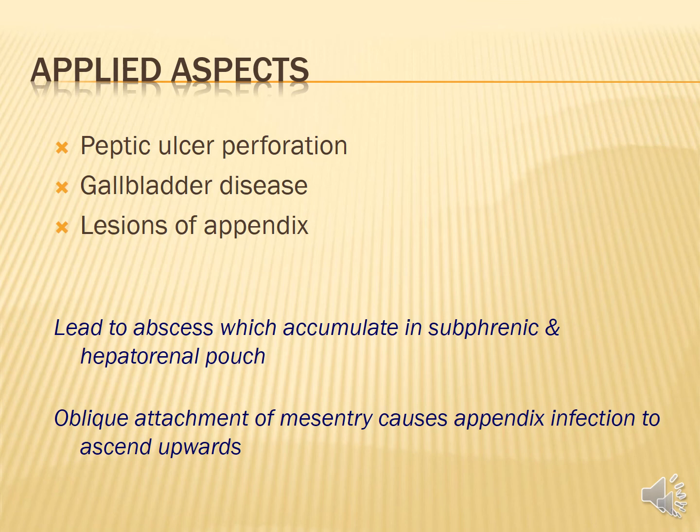And as we have seen, the hepatorenal pouch is the most common site where the fluid accumulates in the infection of gallbladder disease, or in the case of appendix, because the hepatorenal pouch is the most dependent part of the abdominal cavity in supine posture. And oblique attachment of mesentery causes appendix infection to ascend upwards.